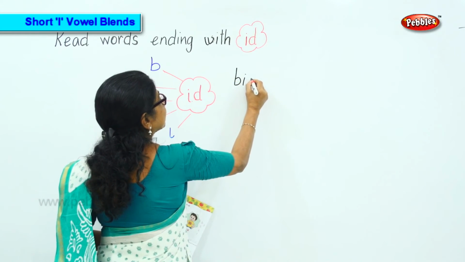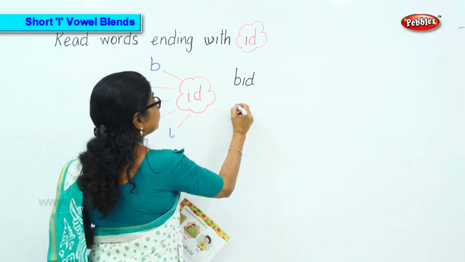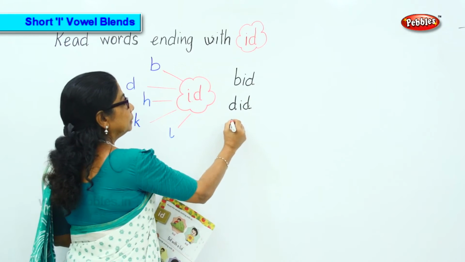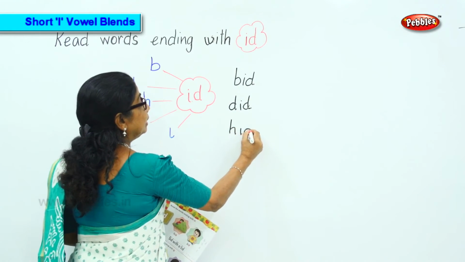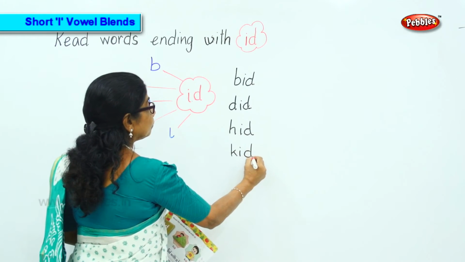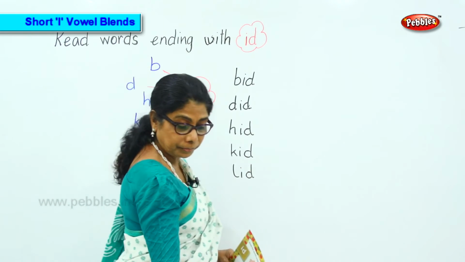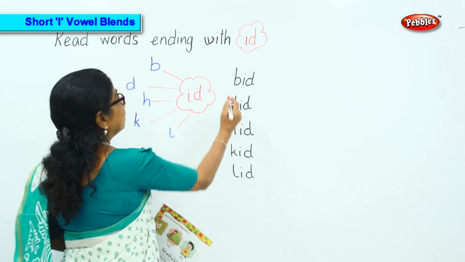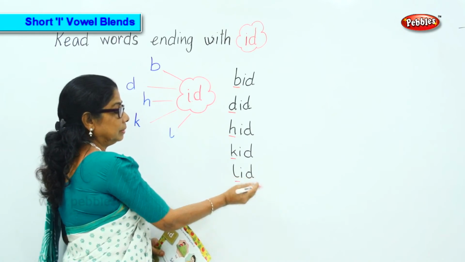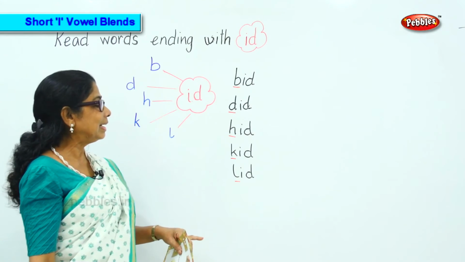And ID, bid. And ID, then. And ID, did. And ID, hid. And ID, kid. Then you have and ID, lid. Okay, look at it. The first sounds are b, d, h, k, l. So let's say the words now. Bid, did, hid, kid, lid.